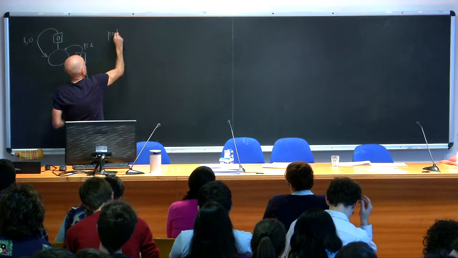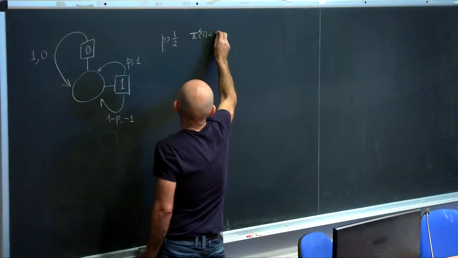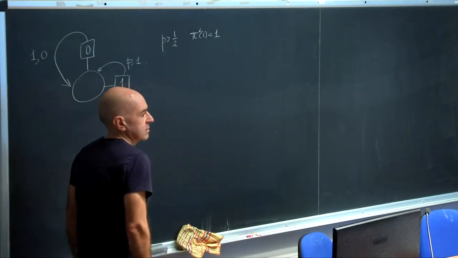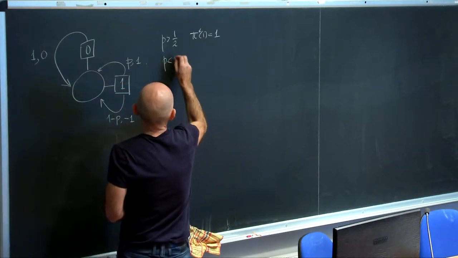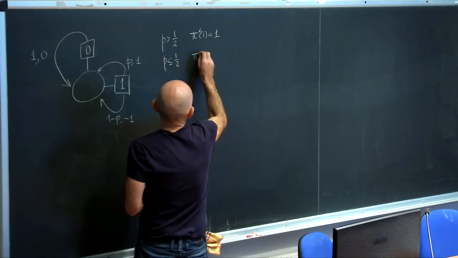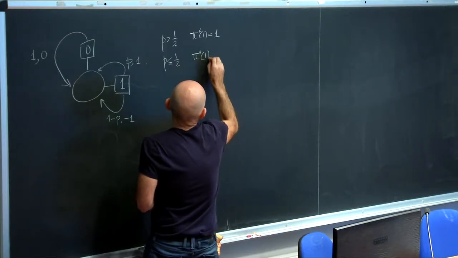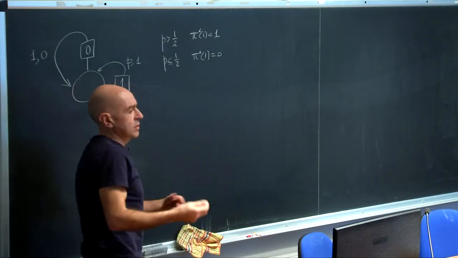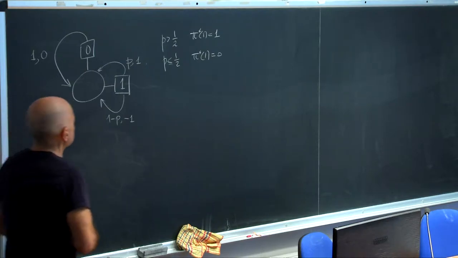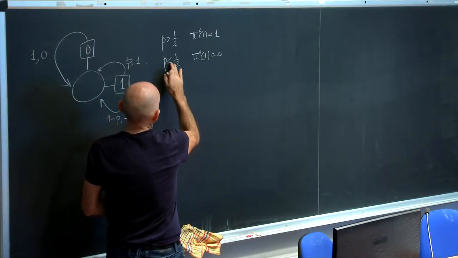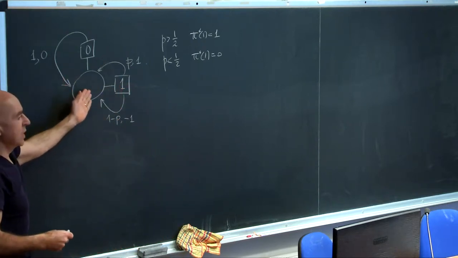If P is higher than 1 over 2, the optimal policy is to always pick action 1. Otherwise, the opposite. At 1/2, you can go either way. On average, you will get the same. Very good. So what is the value, the optimal value for the unique state that is there?